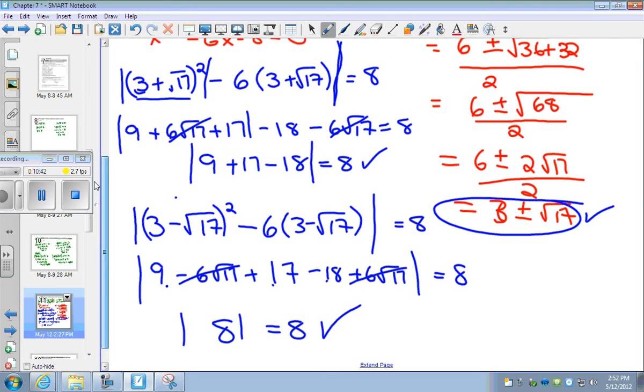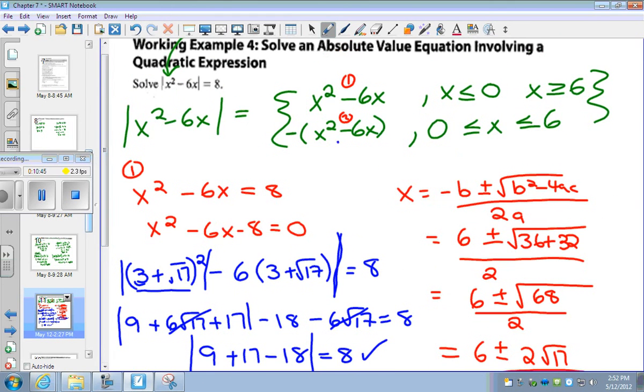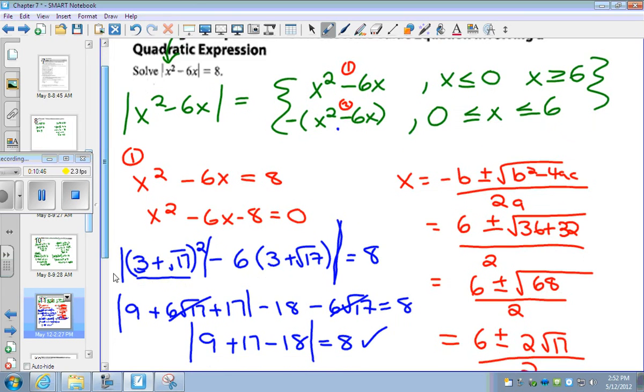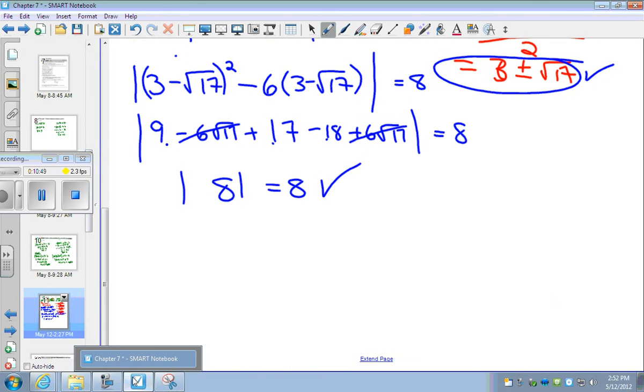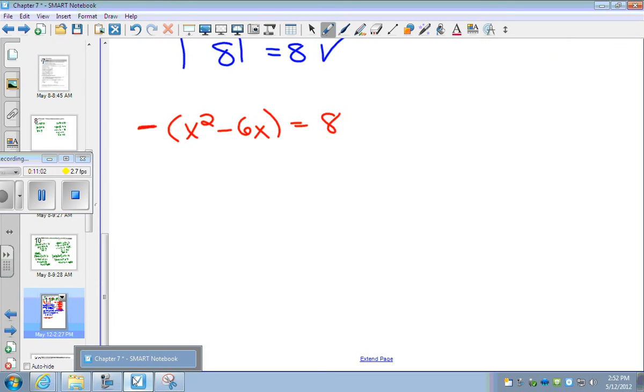Okay, but that was just case 1. Now we have to look at case 2. And don't worry, case 2 is easier. Okay, case 2 was if we had negative x squared minus 6x is equal to 8. Okay, using that piecewise. Let's look at this. This is negative x squared plus 6x is equal to 8.